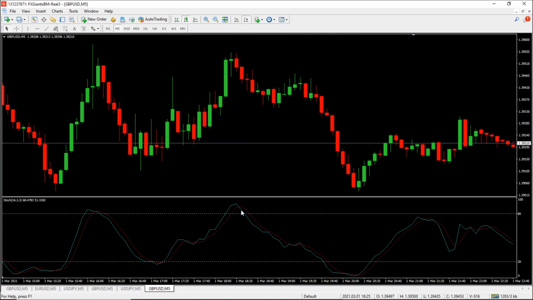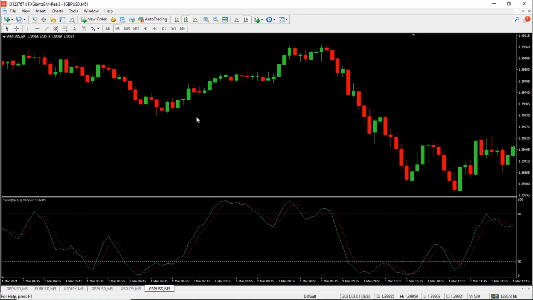The second way of trading it is the crossing of the lines. When the K line crosses over the D line, the market changes. As you can see, when the K line crossed over the D line here, it went up. Same as here, when the K line crossed over the D line, it came down. So the third way of trading it is looking out for divergence.